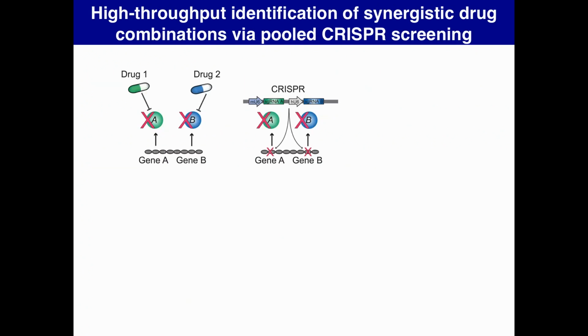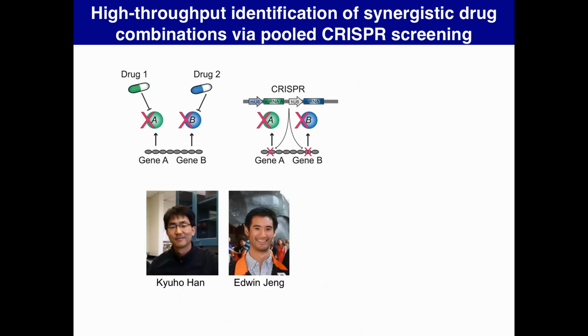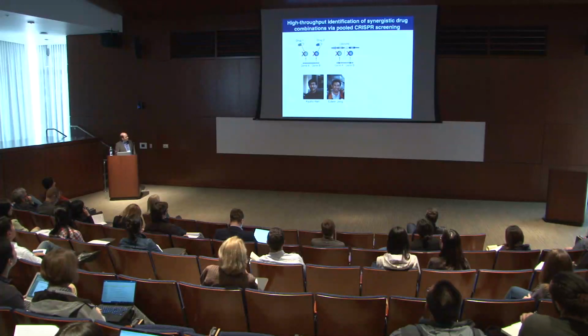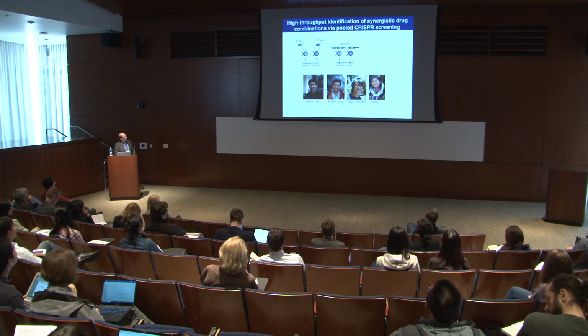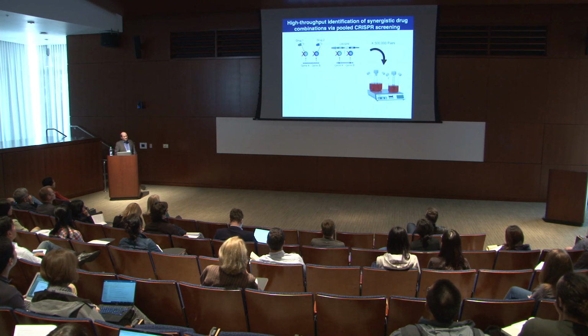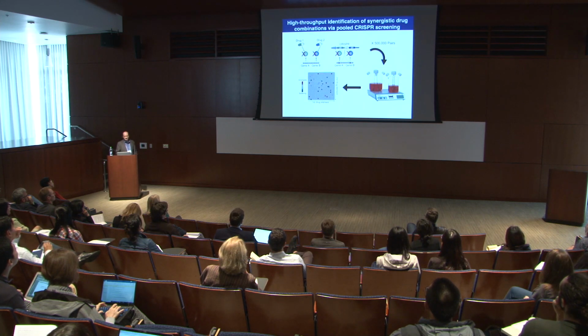The idea we had was, instead of using combinations of drugs, to target the targets of those drugs using CRISPR and pairs of guide RNAs. This was the work of Kyo Han, who's a fantastic postdoc in the lab, together with Edwin Zhang, a graduate student. They got help from David and Amy. The idea was to do this in very high throughput. Can we take 500,000 guide RNA pairs, targeting combinations of drug targets, and look for these rare synthetic lethal combinations?